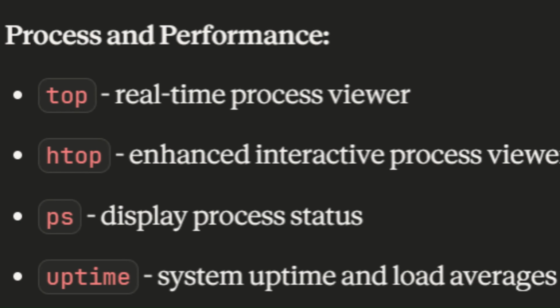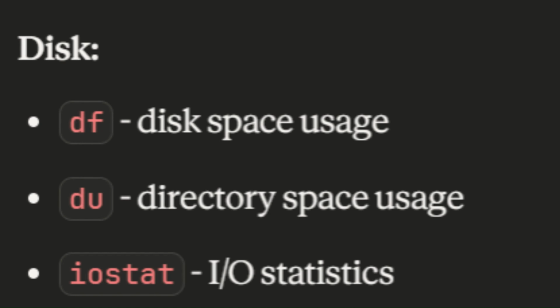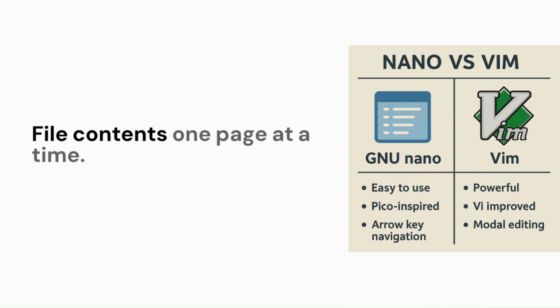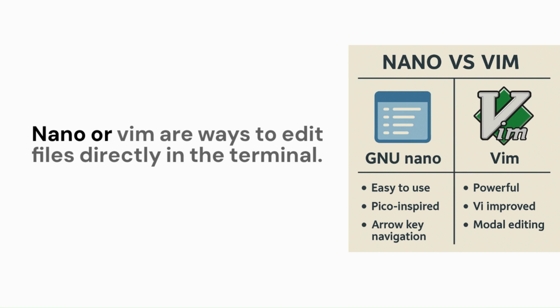Now under the category of system monitoring and information, ps displays running processes. top, or htop, shows system resource usage in real time. df displays disk space usage, and uptime shows how long the system has been running. With the category of file viewing and manipulation, cat displays the content of a file. less or more views file contents one page at a time. nano or vim are ways to edit files directly in the terminal.